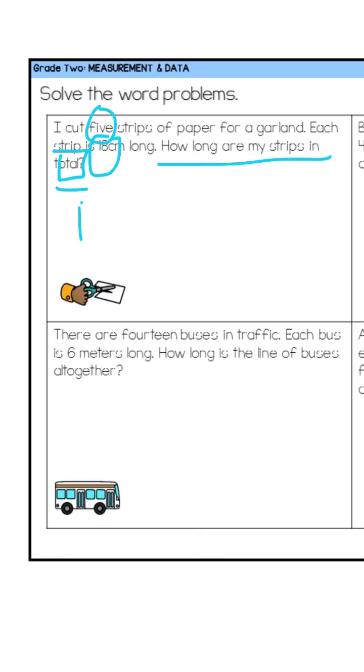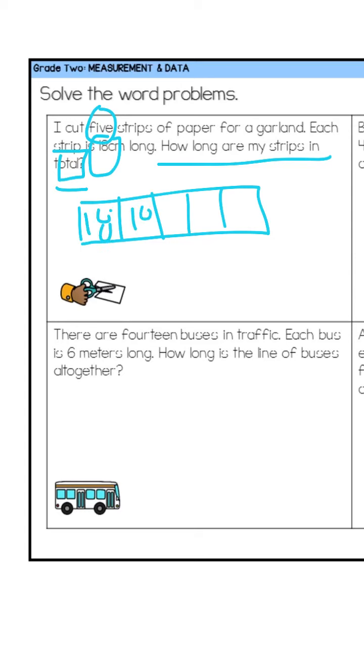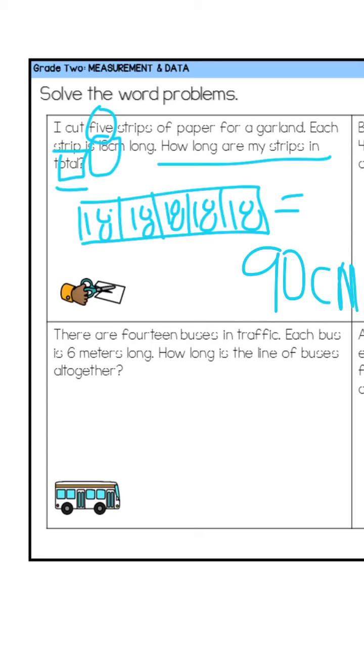So I'm just going to show that there are 5 strips and each one is 18. If you add these up on the side with some scratch paper and regroup, you will see that you will get 90 centimeters.